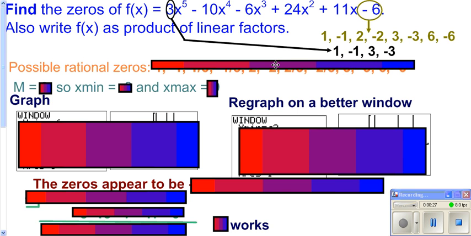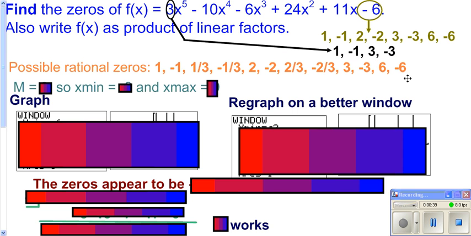Then list all your possible rational zeros. When you pair those all up, the 1 with each one of these down here, the 2 with each one of these down here, the 3 with each one of those, and so on, you would get these.